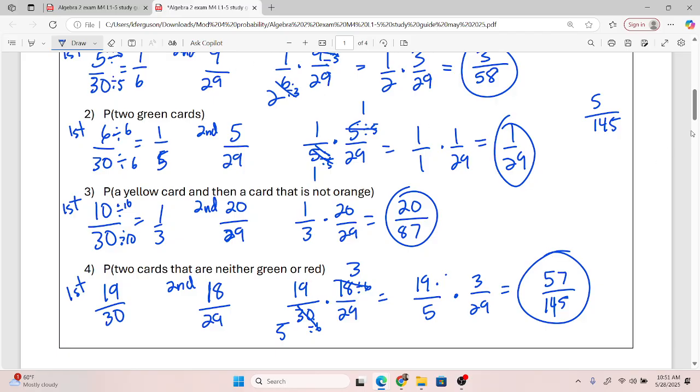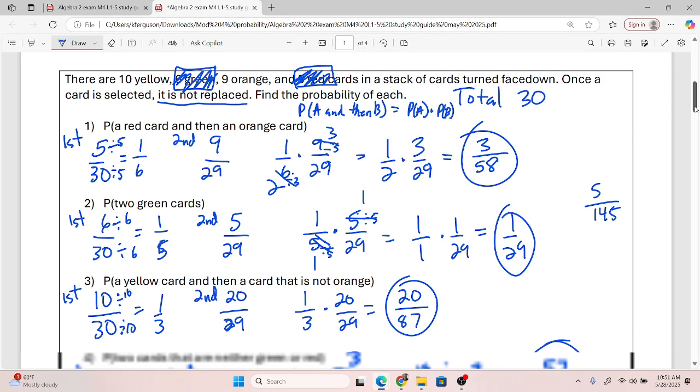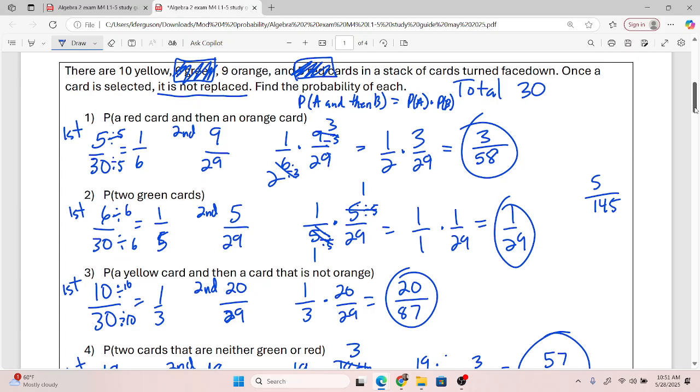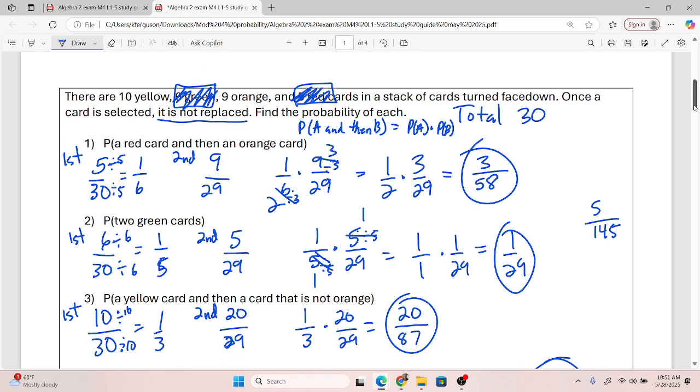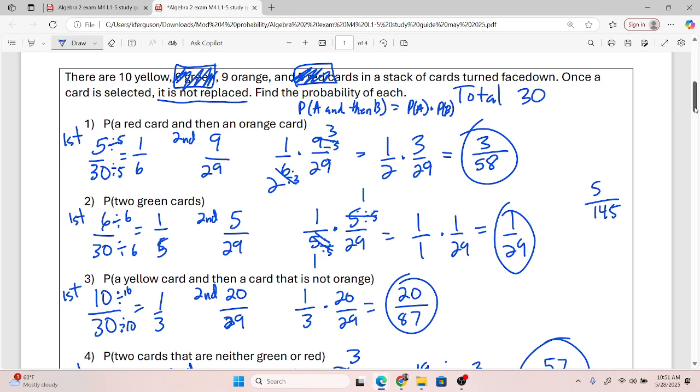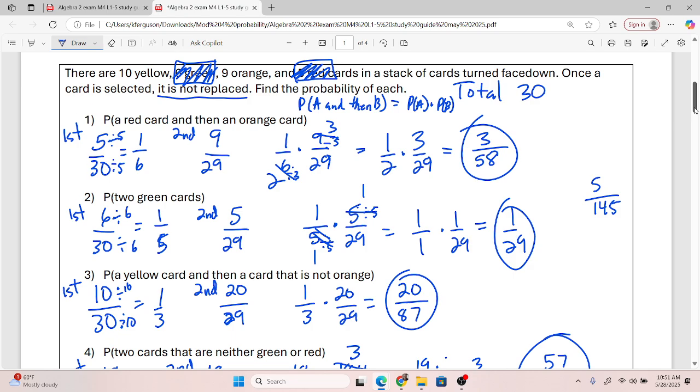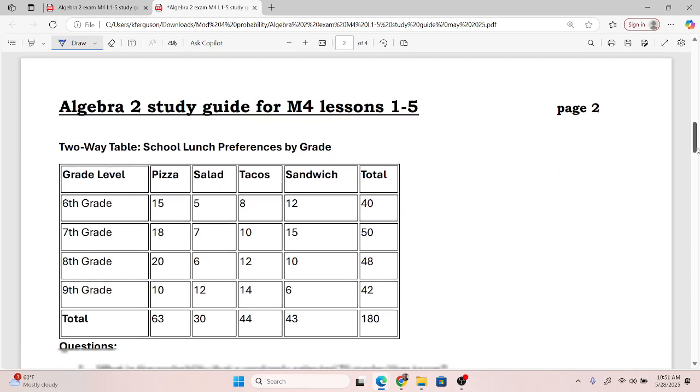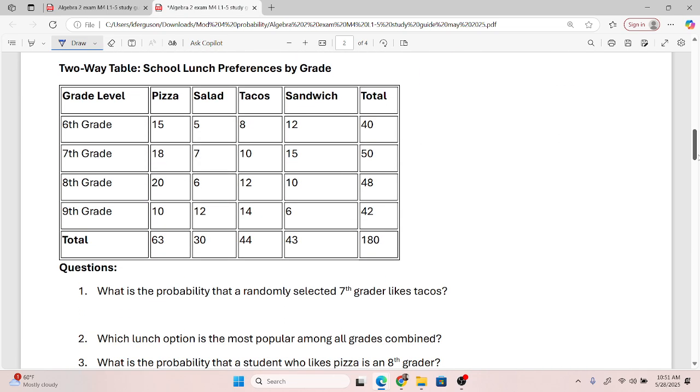So does anybody have any questions on dealing with dependent probability? Does anybody have any questions about dealing with dependent probability? Okie dokie.